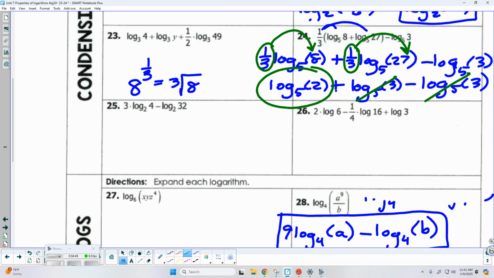There you go. Now, what if I had condensed them using the properties? Would I have still gotten the same answer? Absolutely. Would anybody want to see that? We're okay. All right. Well, let's take a look at number 25.